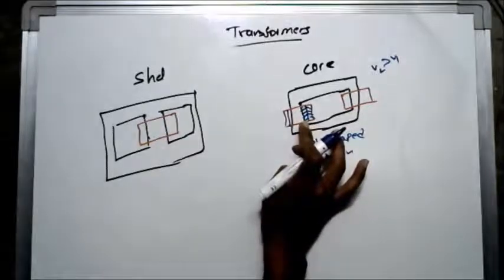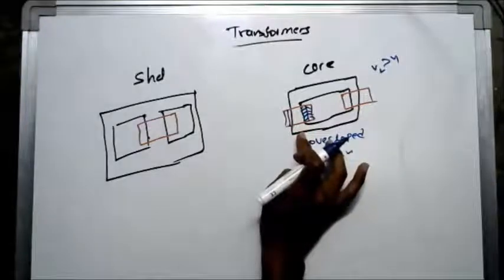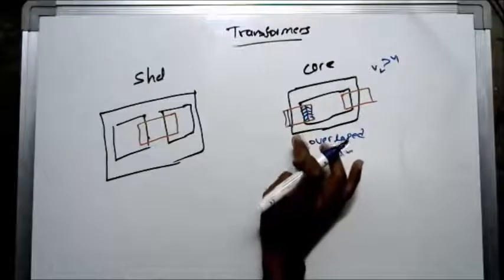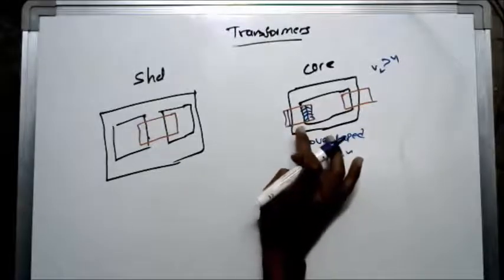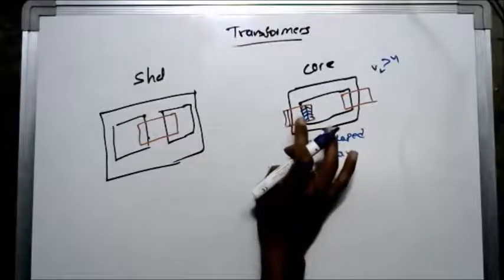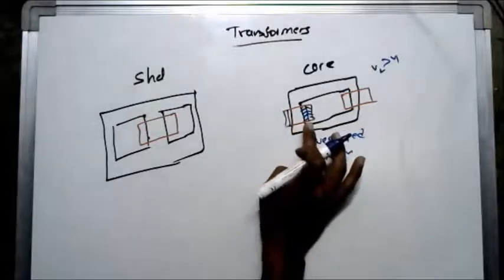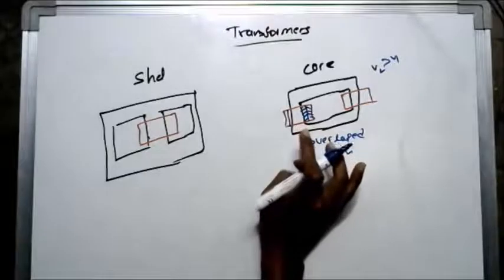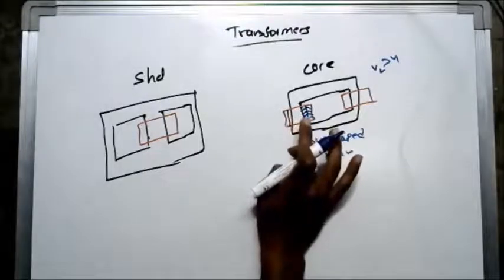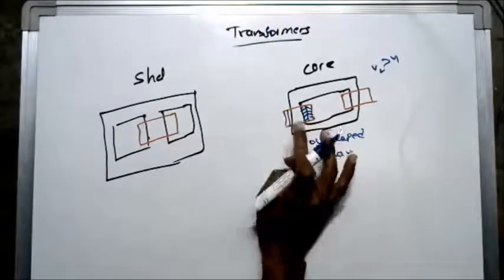Why is the low voltage winding nearer to the core? To reduce the insulation material. If you use the high voltage winding nearer to the core, we have to use more insulating material. That's why, to reduce the insulating material, we use the low voltage winding nearer to the core and the high voltage winding as secondary.